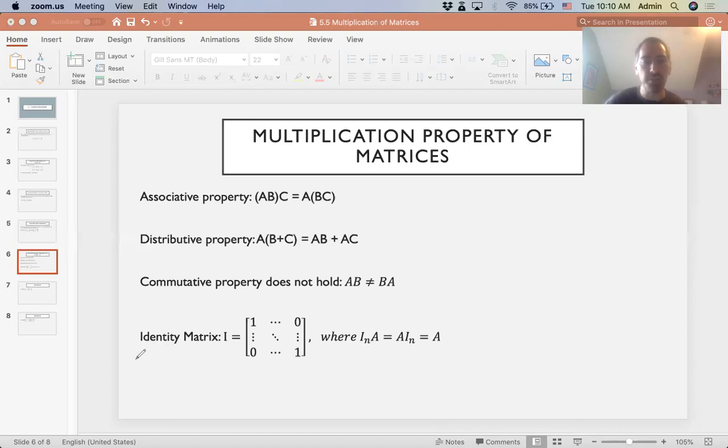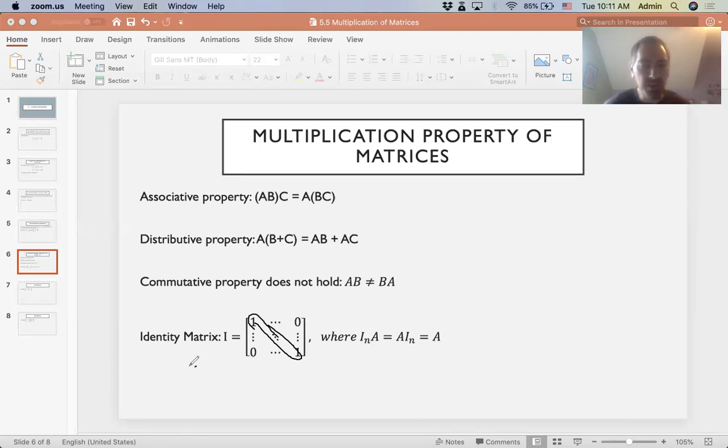Okay. There's also the property of the identity matrix. Now, the additive identity matrix is just a matrix of all zeros, right? Because 0 is the additive identity of real numbers. For the multiplicative identity matrix, when we're multiplying matrices, the identity matrix is a square matrix that has a diagonal of all ones, right? So the diagonal here consists of all ones. Everything else are zeros. Okay, and this is just a generic n by n size identity matrix.